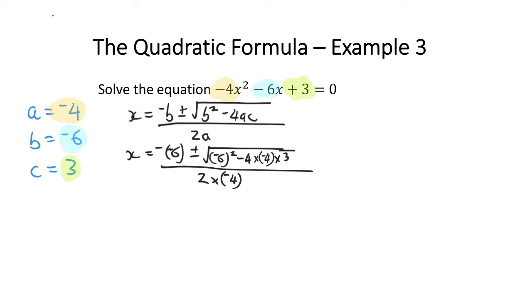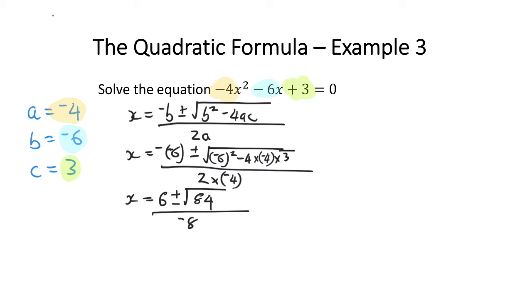So proceeding with my equation, x is going to equal negative 6 is going to become a positive 6. So positive 6 plus or minus, and that's going to be the square root of negative 6 squared minus 4 times negative 4 times 3. So using a calculator, that is going to equal 84. And then divided by 2 times negative 4 is negative 8.